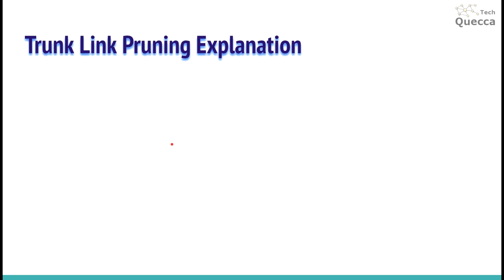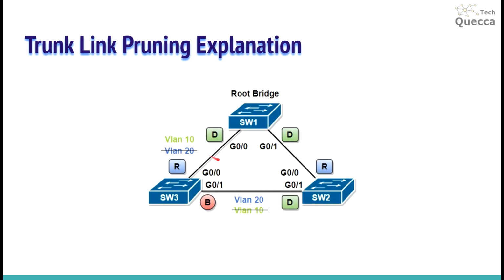But then if we prune VLAN 20 here and VLAN 10 here, nothing happens for VLAN 1. It's going to work the same. This port is designated, this port is designated, this is root port, and this port is in blocking state.